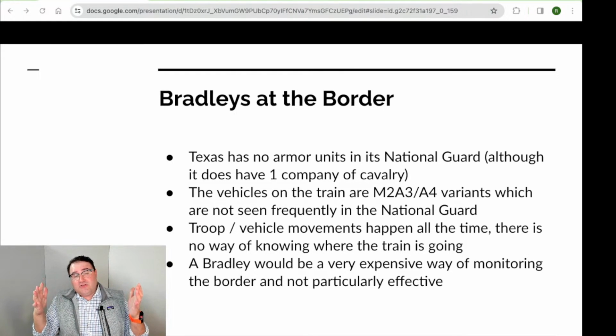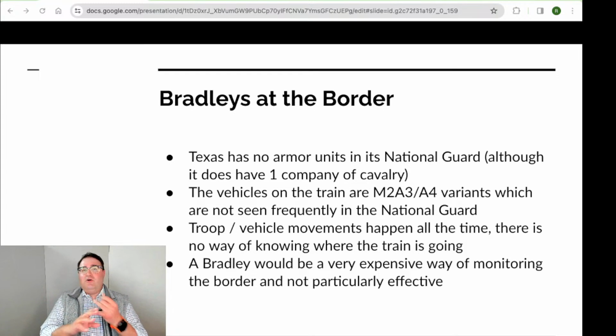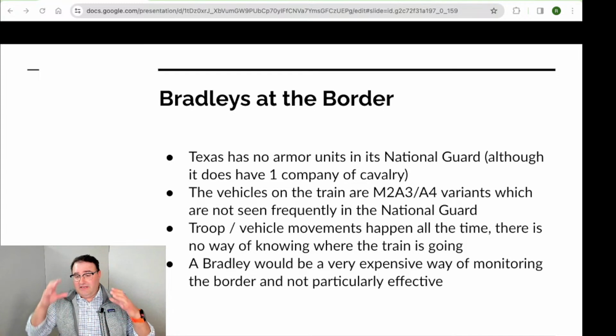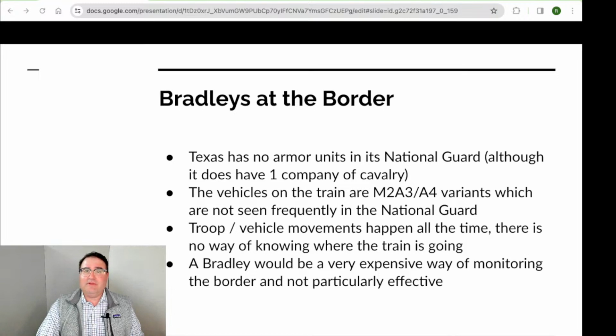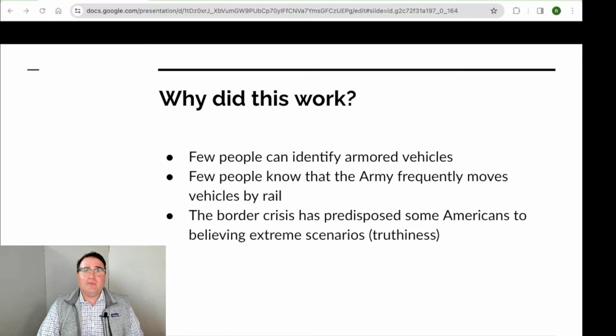I mean, it has some good sensors on it. It's got good thermals, but you could put good thermals on a Humvee. You could put good thermals in a drone. You could put good thermals hand carried by a guy on the back of a horse. It would be a lot more effective and a lot cheaper. So why did this work? Well, very few people can actually identify armored vehicles.